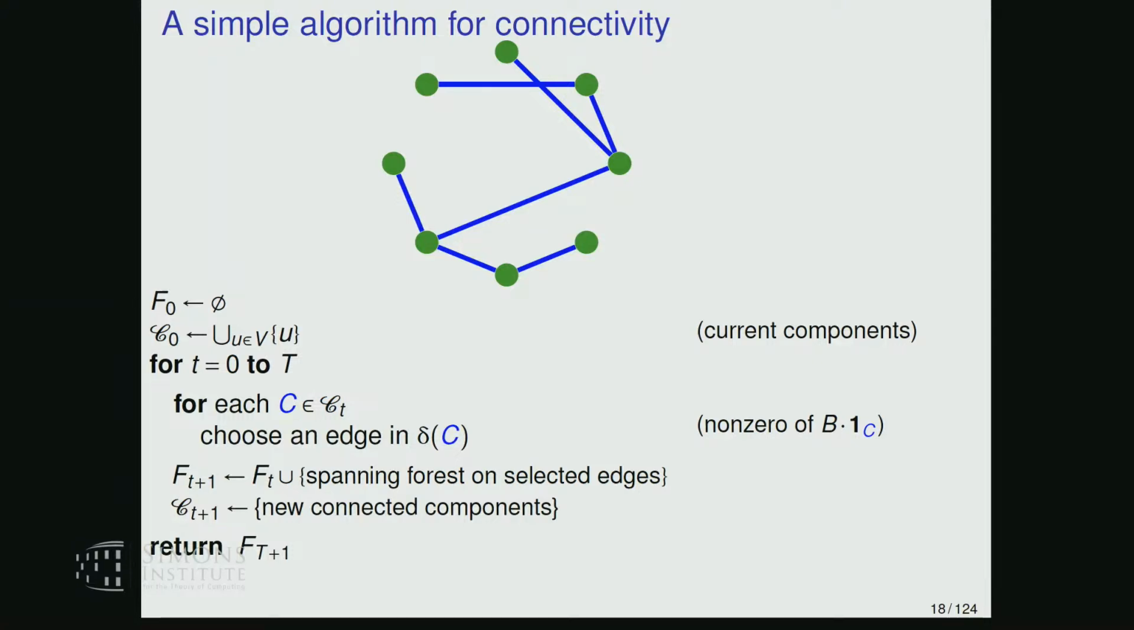Now I claim that we will be able to implement this algorithm given a sketch of the edge-vertex incidence matrix of our graph. Why? This is because the main operation in this algorithm is the following operation. We have a set of vertices in the graph, C, and our task is to choose one edge going from C to the complement of C. Now, by the key property that we proved by picture just a few moments ago, choosing an edge from the cut induced by C is the same as choosing one non-zero element from the vector B times the indicator of C. Okay? And I claim that this can actually be done using a linear sketch, a pre-computed linear sketch of B.